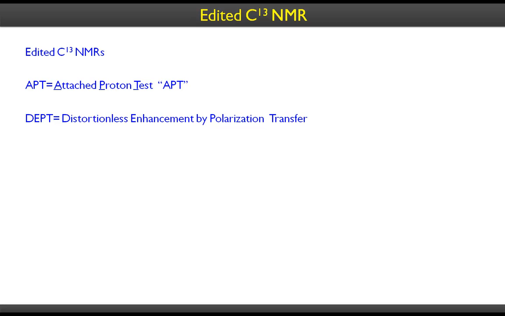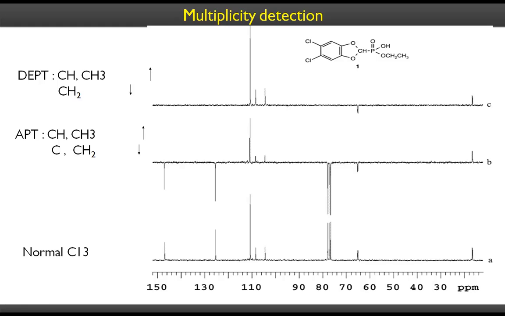That's the broadband decoupled single line C13 NMR. It has its advantages, but we lose some information there. We don't know what type of carbons are there, so we need special techniques. For that, there came along some techniques such as APT and DEPT. APT is attached proton test, DEPT is distortionless enhancement by polarization transfer. You are transferring some polarization and there is no distortion, and it is enhancing something. All these terms are kind of self-explanatory, but you don't have to worry about it if it is too technical at your level.